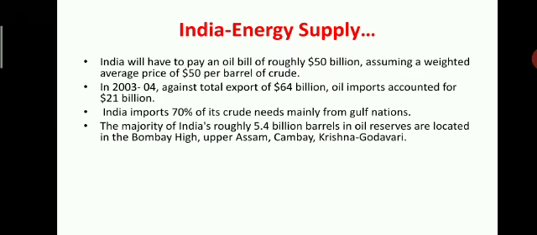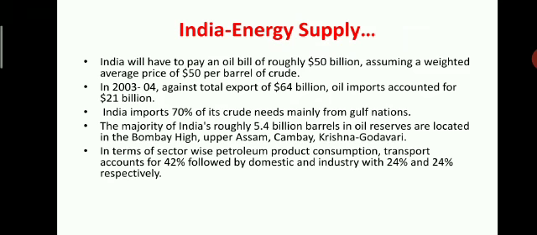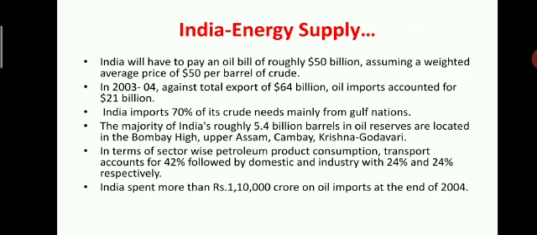India imports 70% of its crude needs mainly from Gulf nations. The majority of India's roughly 5.4 billion barrels in oil reserves are located in the Bombay High, Upper Assam, Cambay, Krishna Godavari. So these are the oil reserve locations in India. In terms of sector-wise petroleum product consumption, transport accounts for 42%, followed by domestic and industry with 24% and 24% respectively.